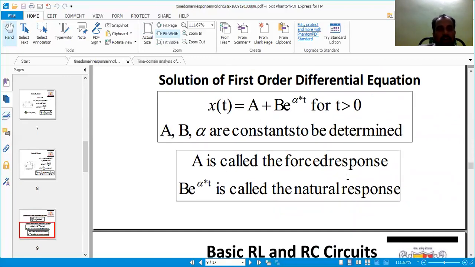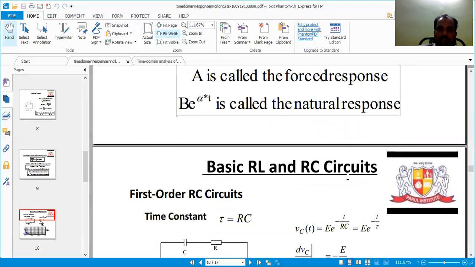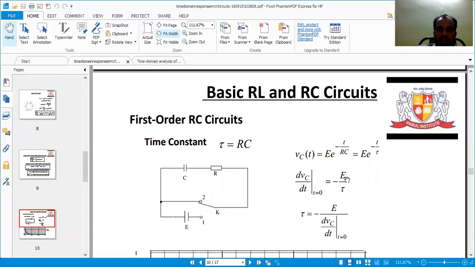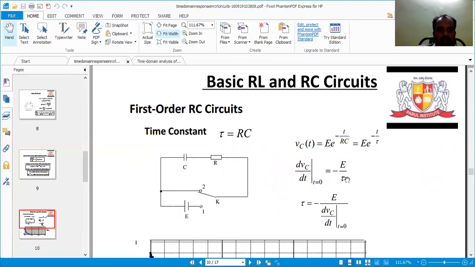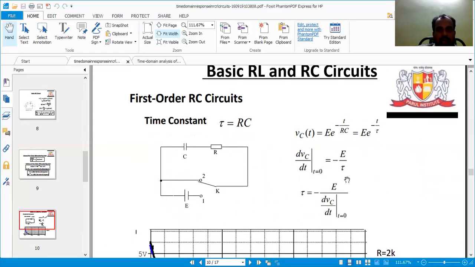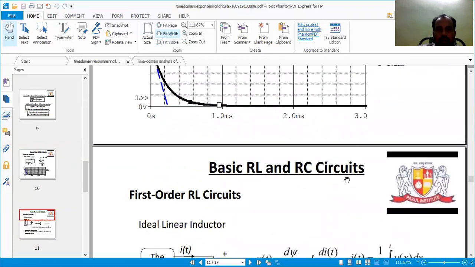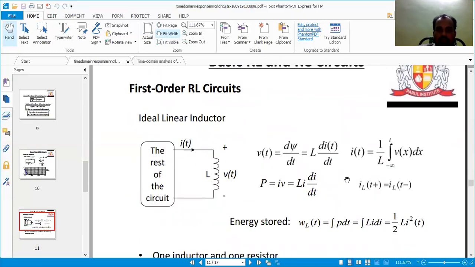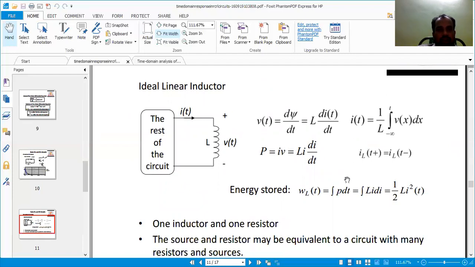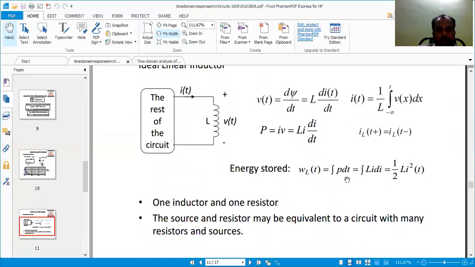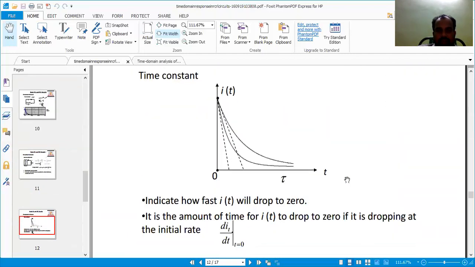A is called the forced response, and the second, b, is the natural response. For the first order RC circuit, Vc of t equals e to the power of minus t by RC. Okay, first order RL circuits, what is the formula? V of t equals L into di by dt. Okay.